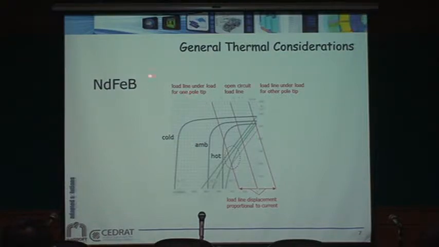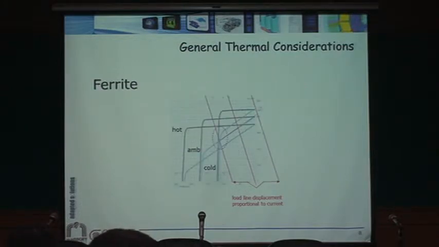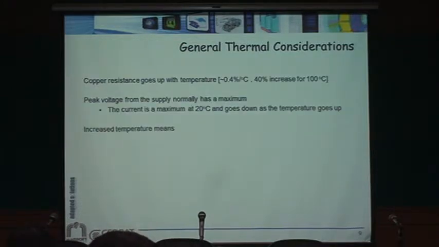So if we look here, for example, at a neodymium iron boron type of magnet, what we will see, those are the characteristics of the magnet for the ambient temperature, cold temperature, and hot. Now we have to be careful because if this was my open circuit load line, as I apply current, I'm going to move the line right and left, and you can see that if I go right here, I'm going to enter the demagnetization of the magnet, and very quickly I won't have the machine anymore. So we have the same for the ferrite and things like this.